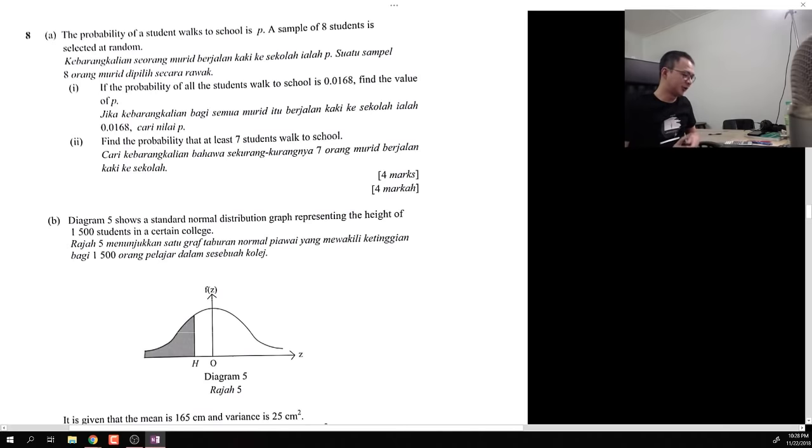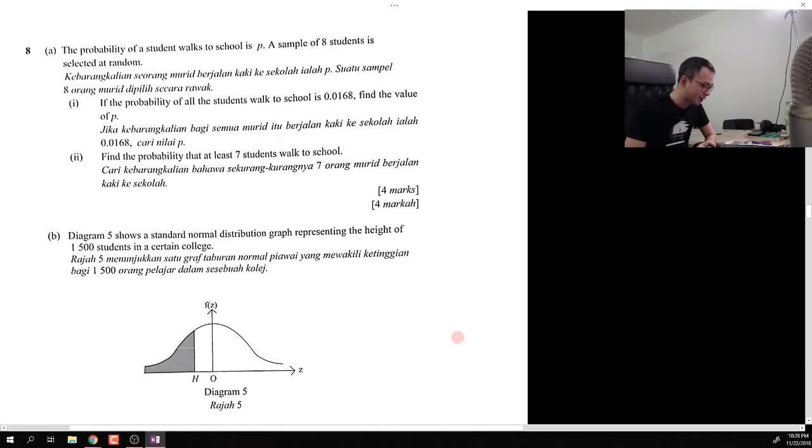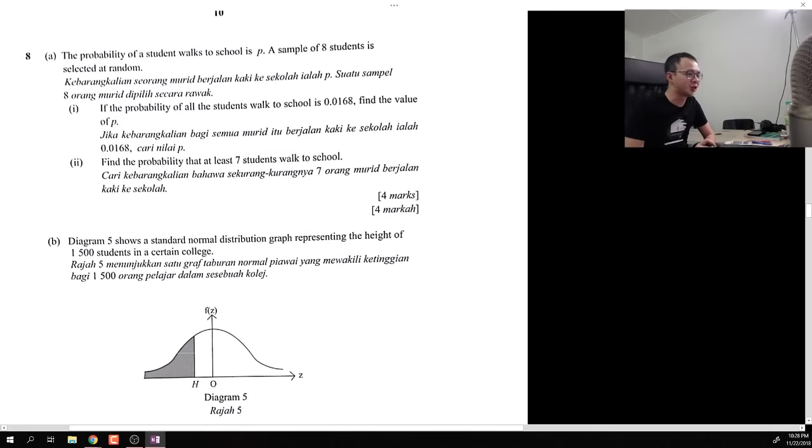Alright, so okay, number 8 here. The probability that a student will walk to school is P, and a sample of 8 students is selected at random. If the probability that all the students will walk to school is 0.0168, find the value of P here.